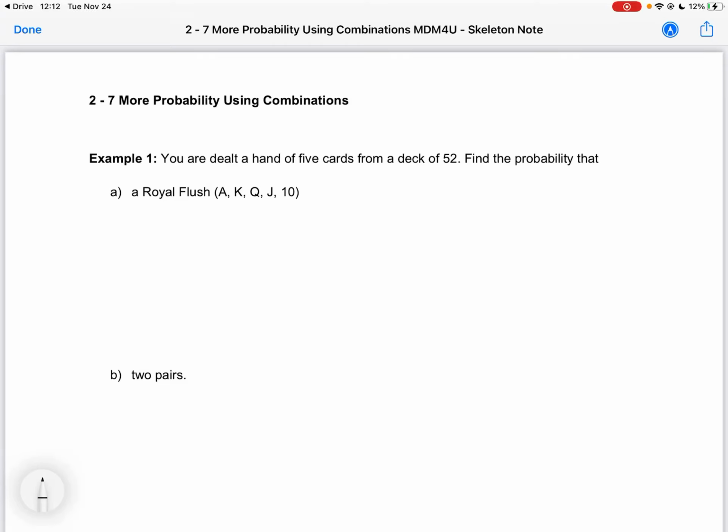This video looks at some more examples of card hands and some more examples of calculating probability using combinations. So our first example that we're going to look at here is a royal flush.